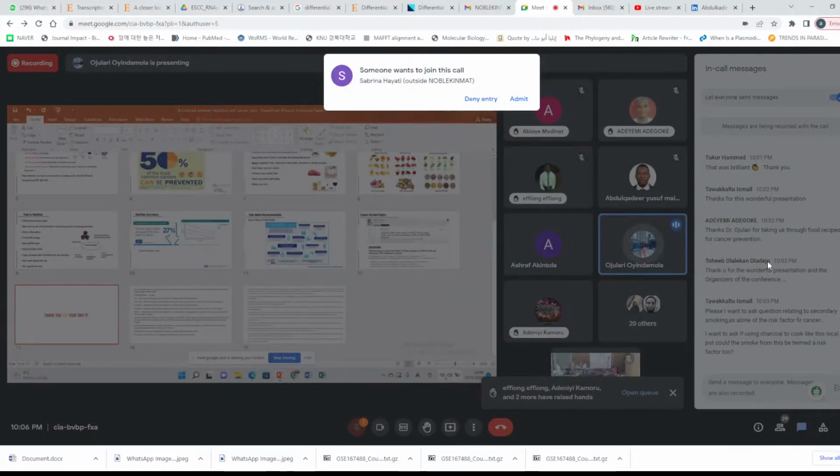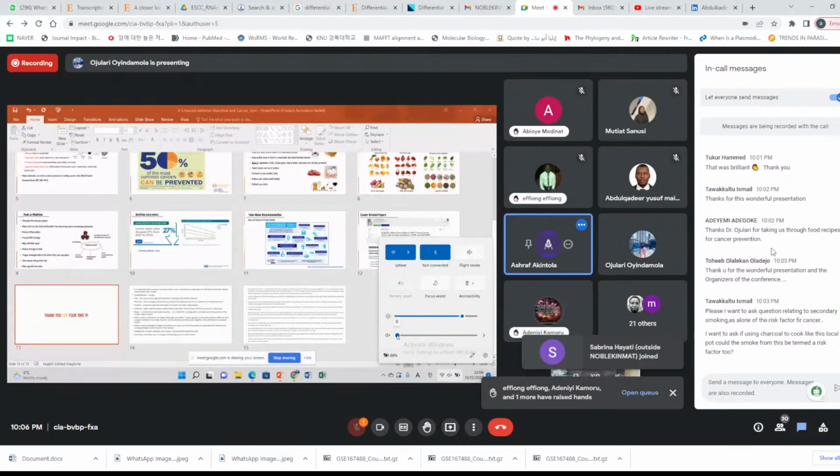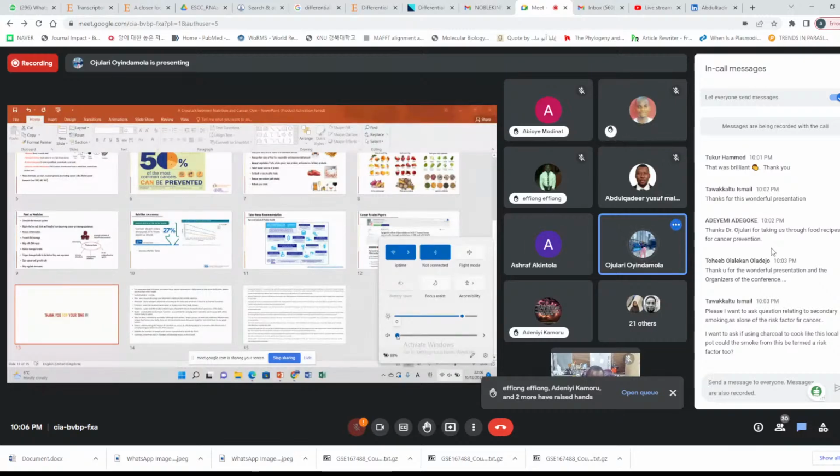For the first question, which is asking if secondary smoking is a risk factor, if I'm right. Yes. As a matter of fact, it is a yes. Secondary smoking is a risk factor. In fact, there's data that says when you're in contact with secondary smoking, it increases your chance of having lung cancer by 20 to 30%. So it's a big yes. It's a risk factor for the onset of lung cancer.